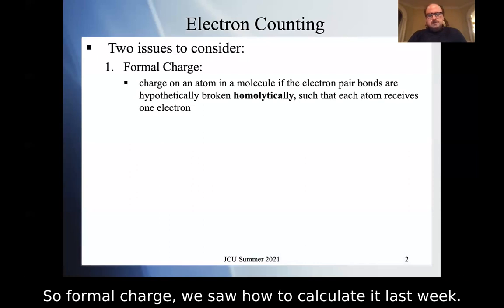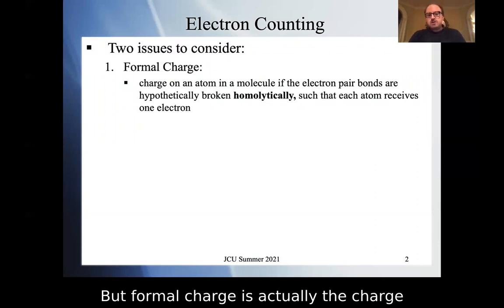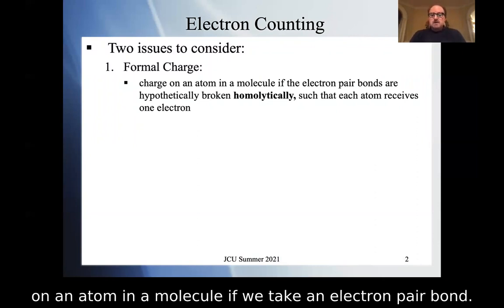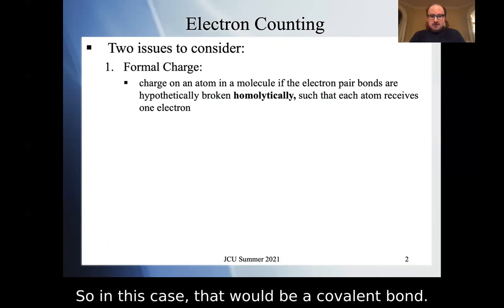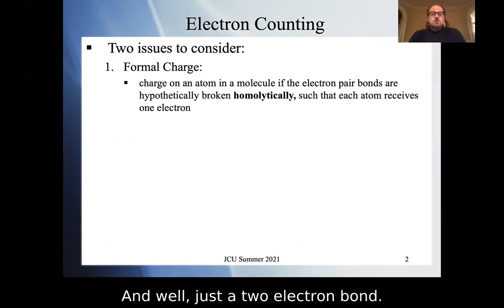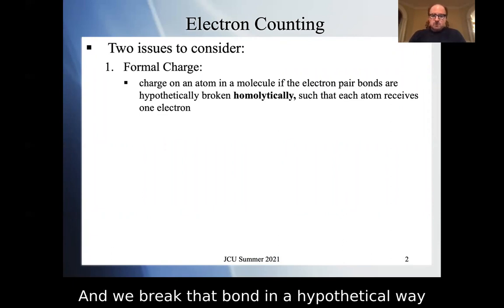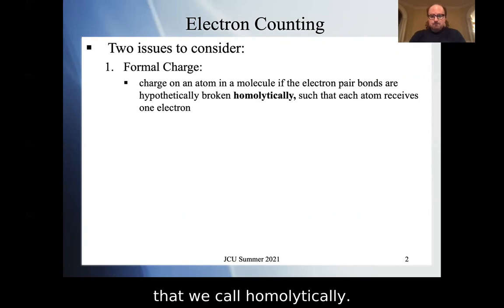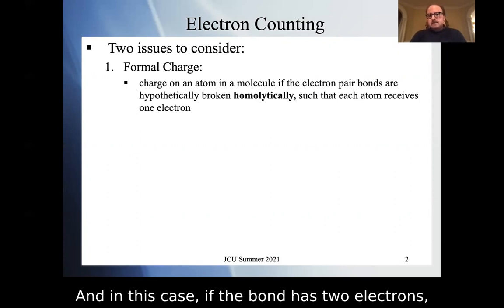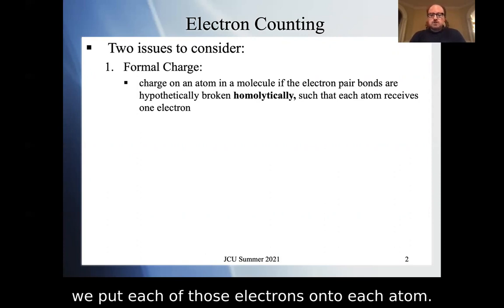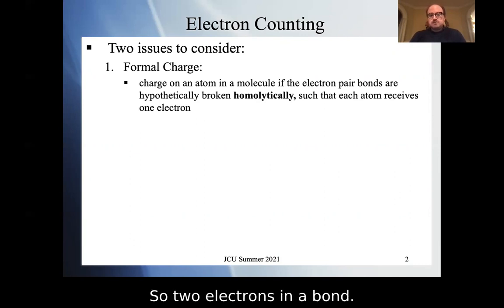So formal charge, we saw how to calculate it last week, but formal charge is actually the charge on an atom in a molecule if we take an electron pair bond, so in this case a covalent bond, a two electron bond, let's put it generally, and we break that bond in a hypothetical way that we call homolytically. If the bond has two electrons, we put one of those electrons onto each atom.